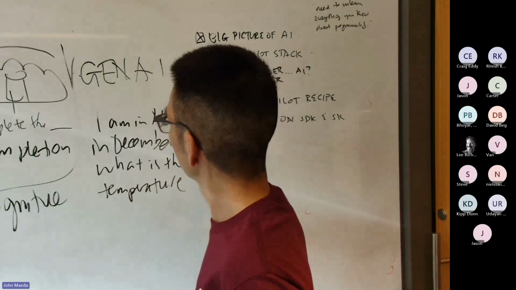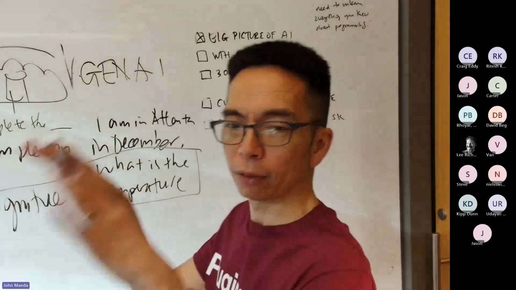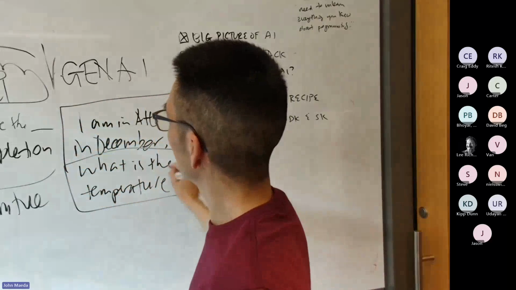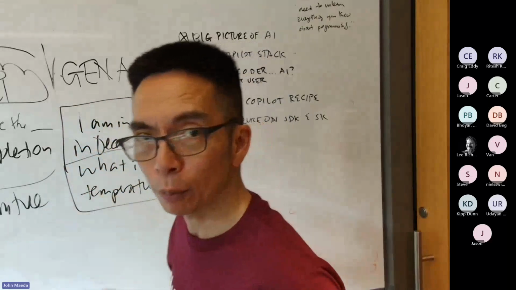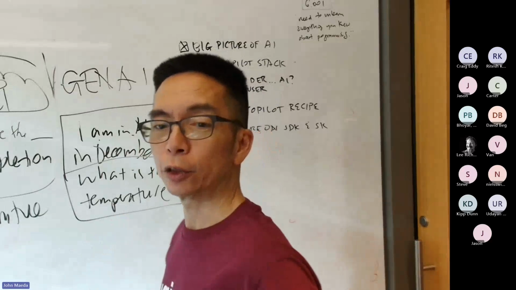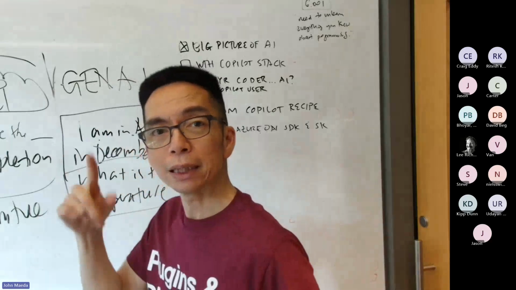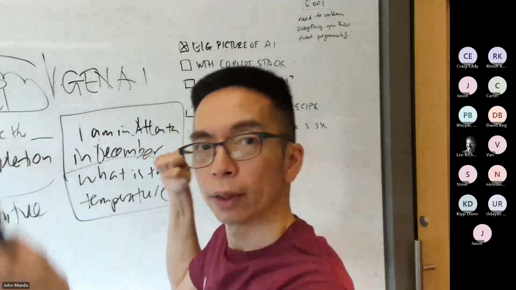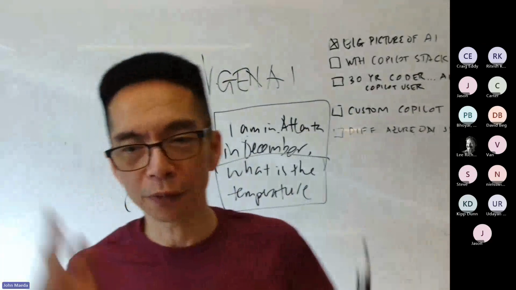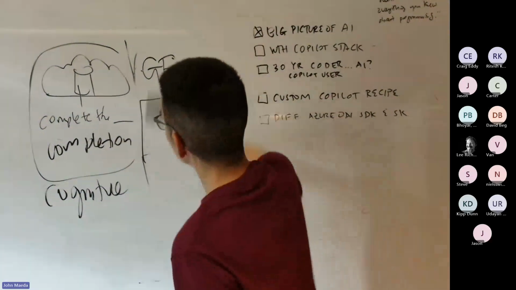So what's happening here is that if you just give Gen AI "what is the temperature," it's going to make it up. But if you change the prompt to say I'm in Atlanta in December, it's going to be more likely correct because it's using context. The completion engine is very capable. It's going to do stuff, but if it's missing context, it's nothing. So let's go back to Van's question, which is a great question.